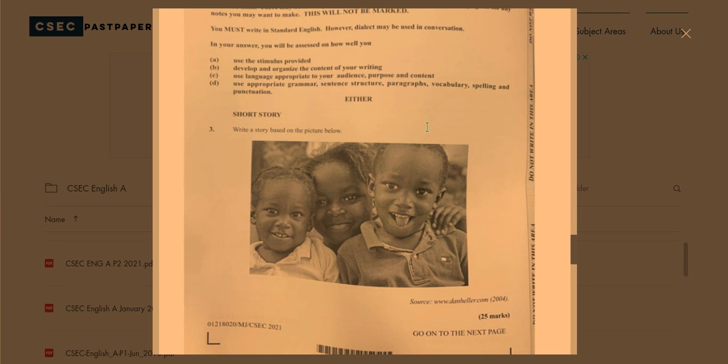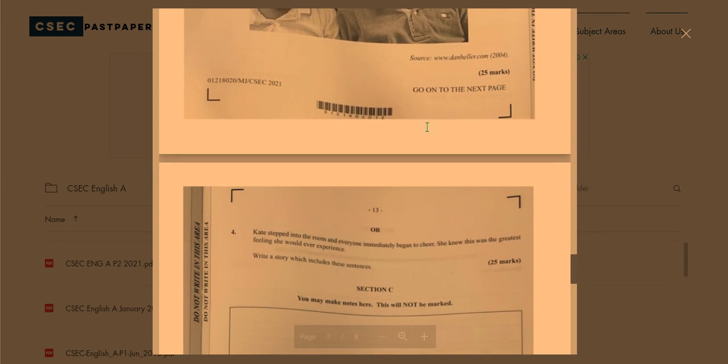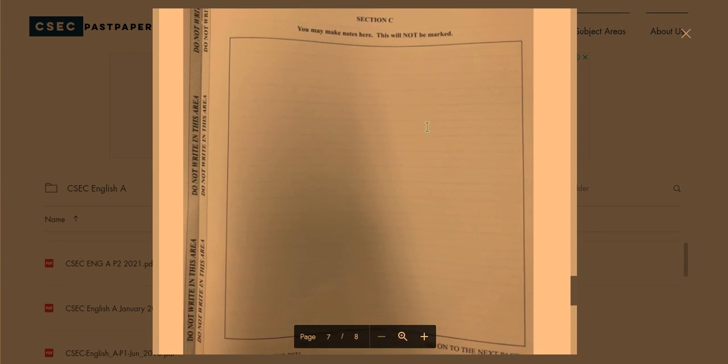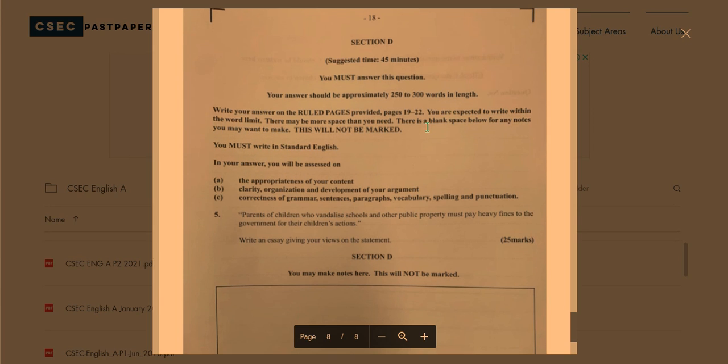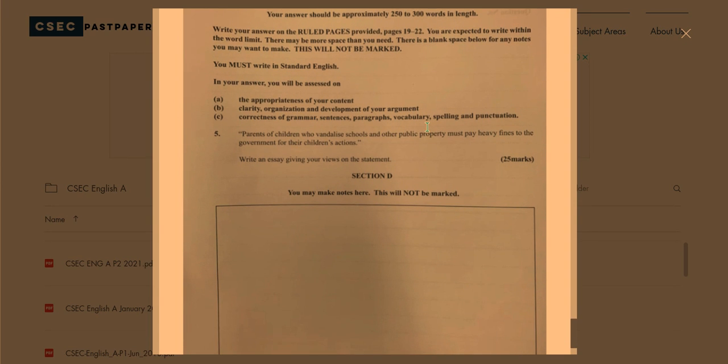So it has to have a storyline with the various story elements. A setting, obviously a problem or conflict, a definite climax, and of course your resolution when you are writing your story. We move on to the next aspect of the paper, which is the final section, section D, which is 25 marks, just as your story.